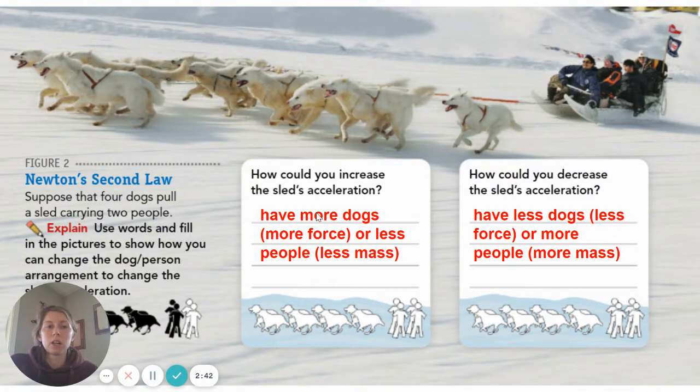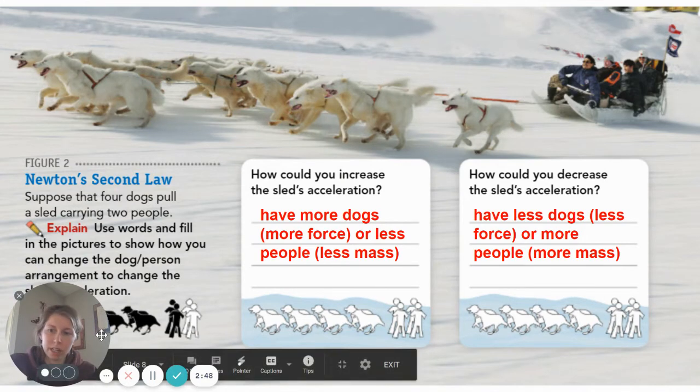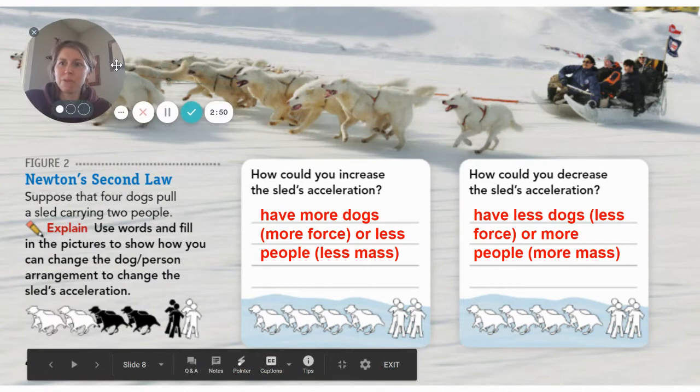So we have a dog sled. This is on page 46 of your book, and you should have filled this out already. My face is covering it, actually, I can move it. I did not know that.